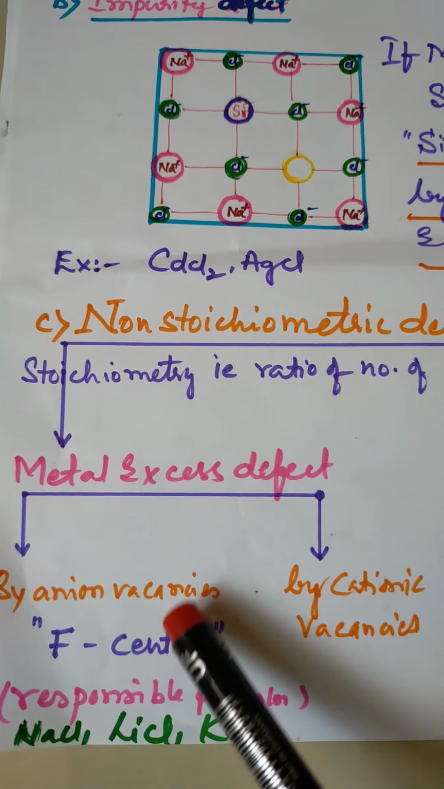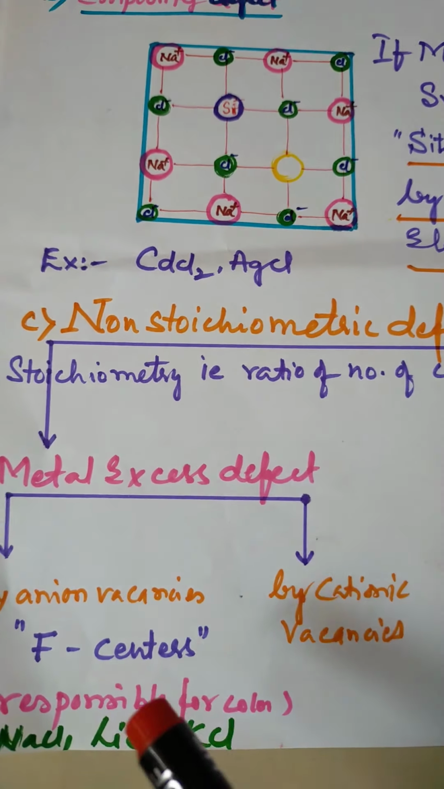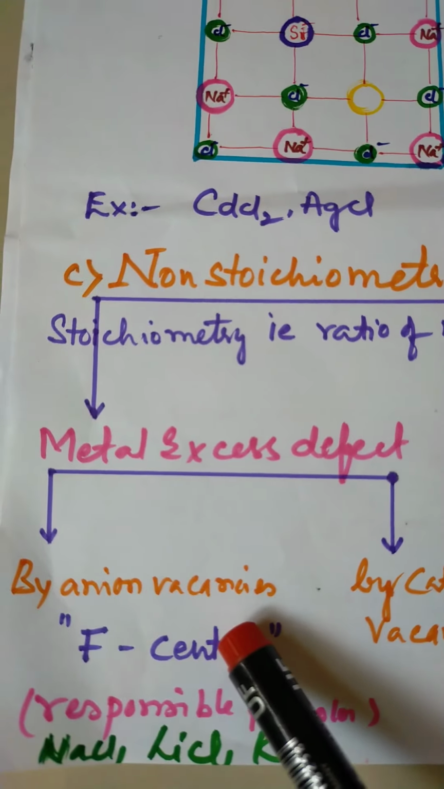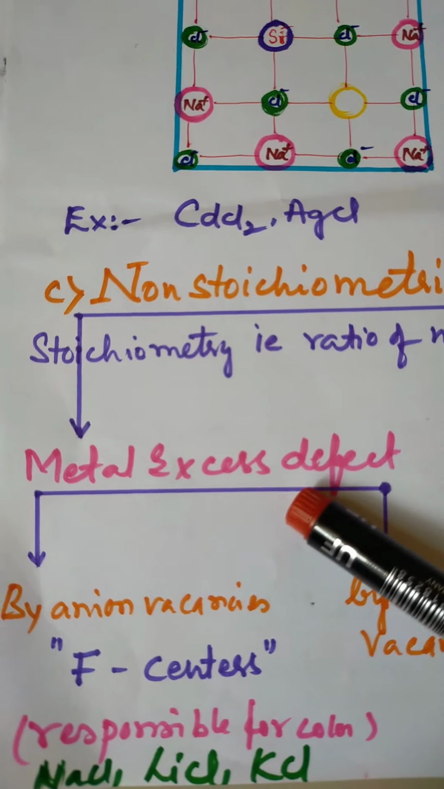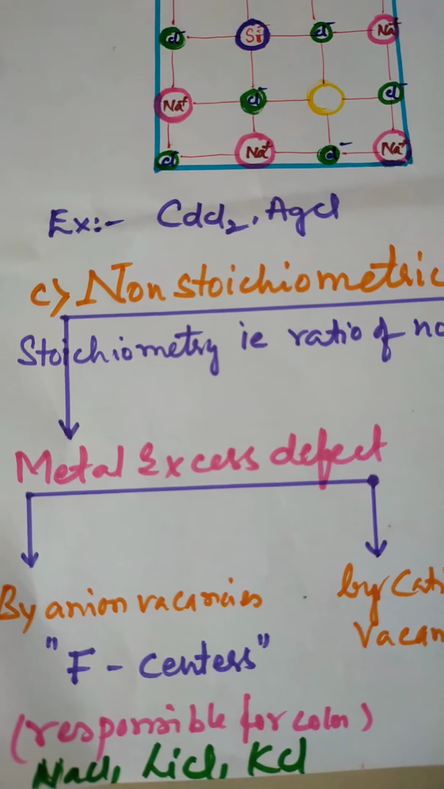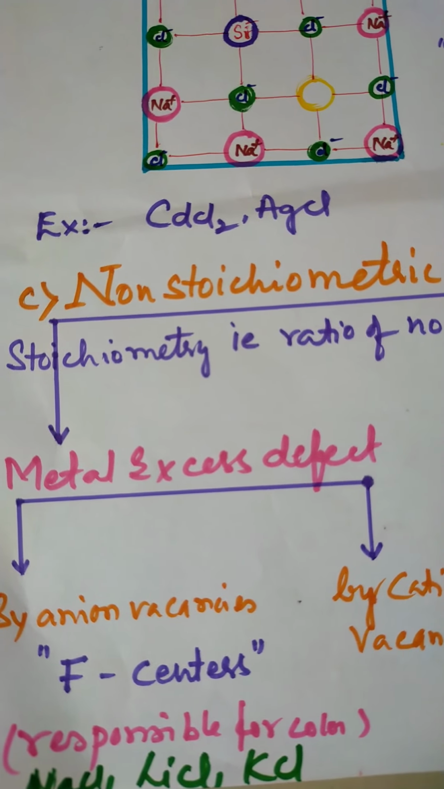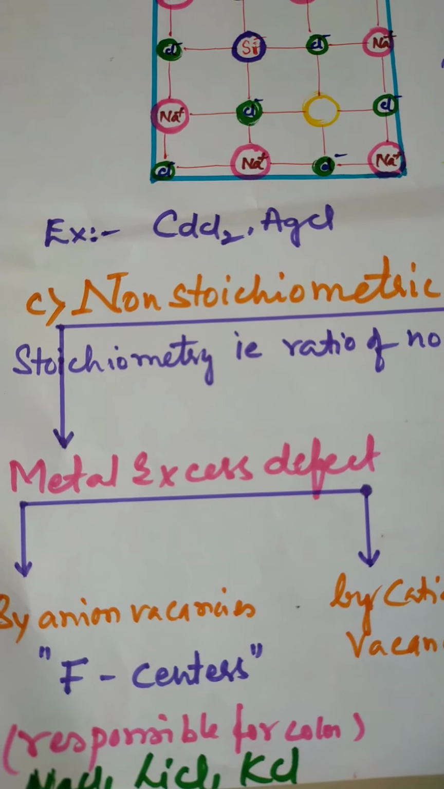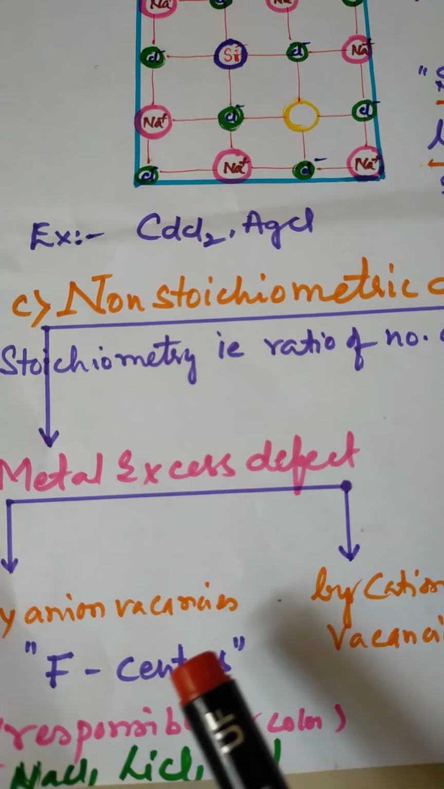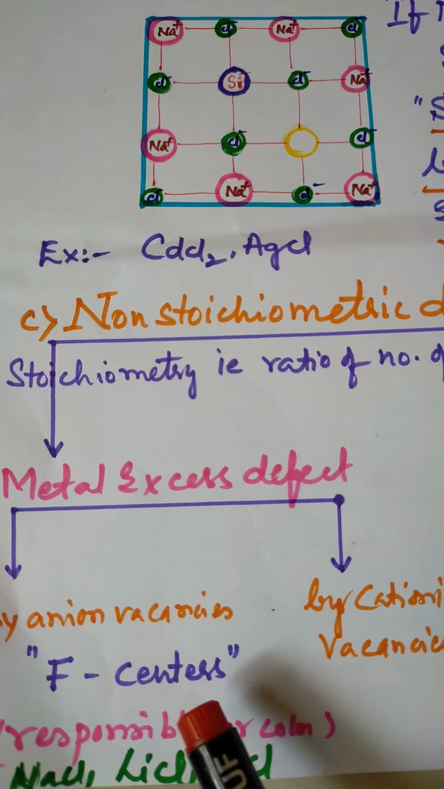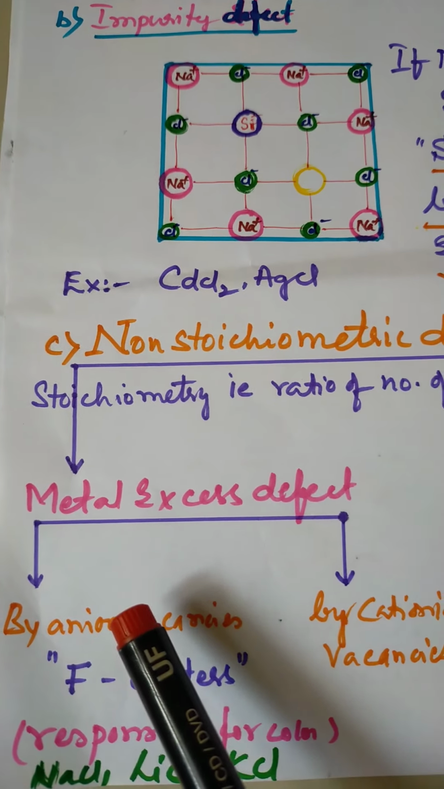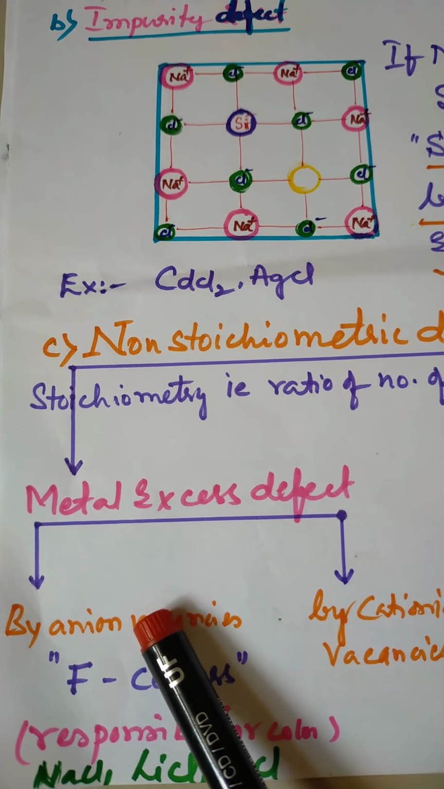In the interstitial site, the F centers will be arranged due to the anion vacancies. By anion vacancies, a vacancy will be formed. That center is responsible for the coloring. That is called the F center. Farbe means color. The color of the crystals, elements and compounds is due to the F centers. I will tell you this with another diagram. So this is about anion vacancy. Just listen to that.